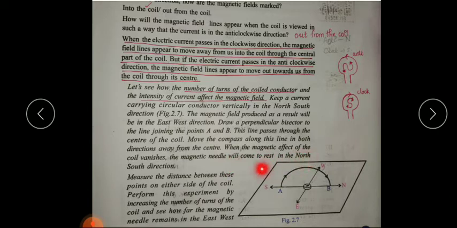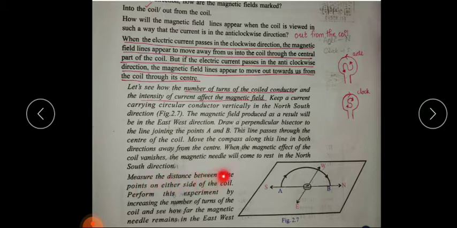the north-south direction. So here we have to keep the magnetic needle and move it until it comes to rest. At a particular point, when the magnetic field vanishes, the magnetic needle will come to rest. You have to note that point at which the needle comes to rest.